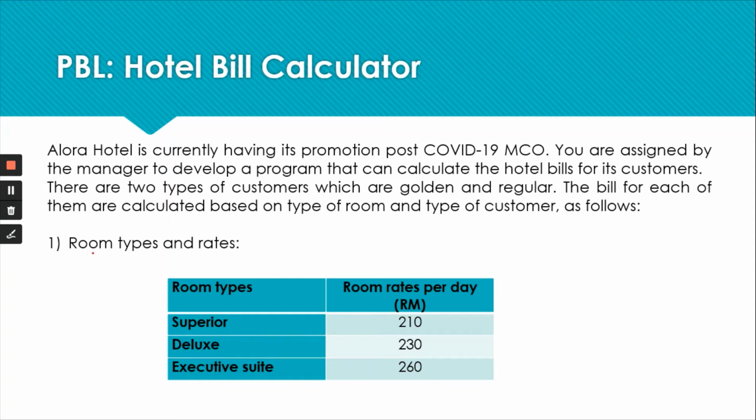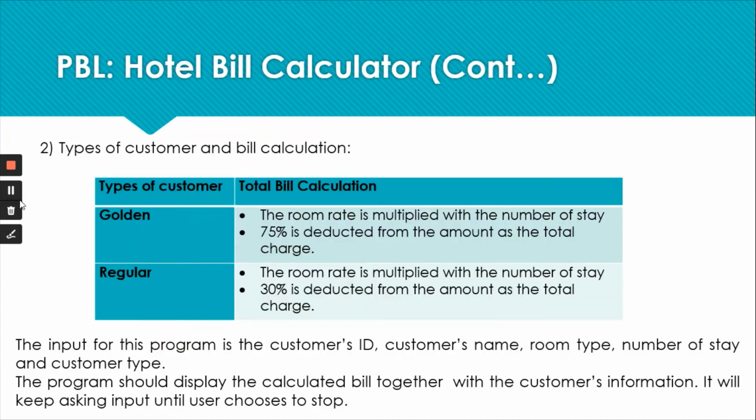First is about the room types and rates. We have three room types here, and the rate is different for each. For superior, it is 210 per day. Deluxe is 230, and executive suite is 260. Another one is about the type of customer and bill calculation. How we calculate the bill depends on the type of customer.